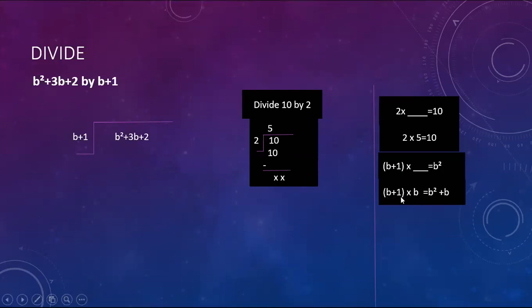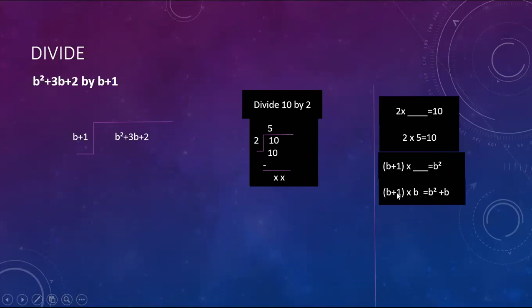b plus 1 is written in the divisor. That is the divisor b plus 1. We have to multiply b plus 1 with b to get b square. Why do we want b square here? Because in the dividend, b square is written. In the same way, we wanted 10 here, so we multiplied 2 with 5. So 2 fives are 10. In the same way, b plus 1 is multiplied with b to get b square.